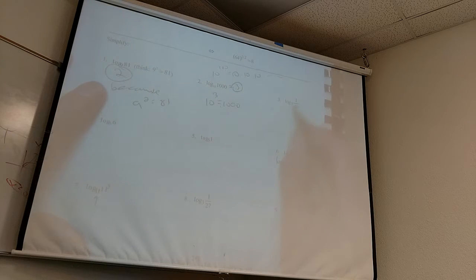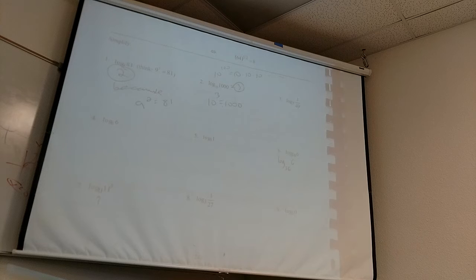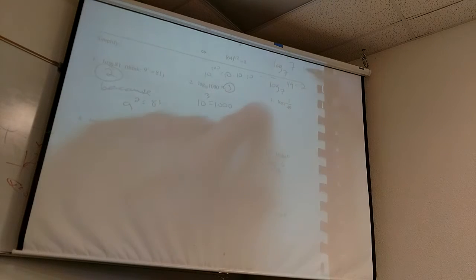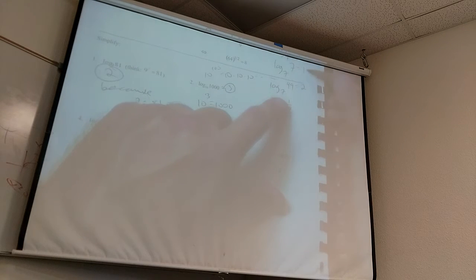Now that I've given you a way to think about this, now this is kind of cool. Do you see how, real quick, I want to show you this. What would log base 7 of 49 be? 2. What would log base 7 of 7 be? 1. What would log base 7 of 1/7 be? -1.